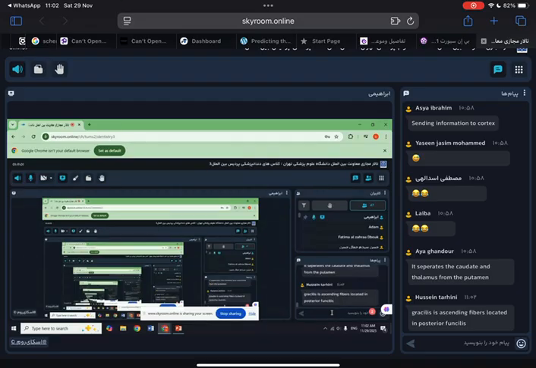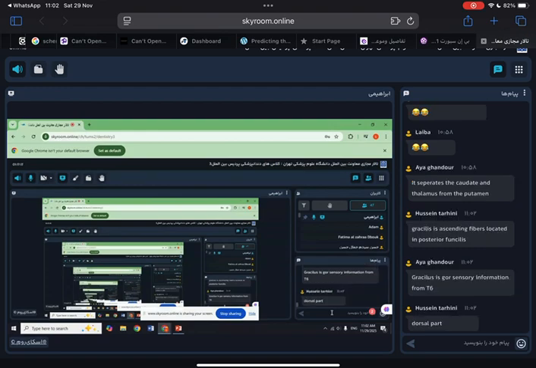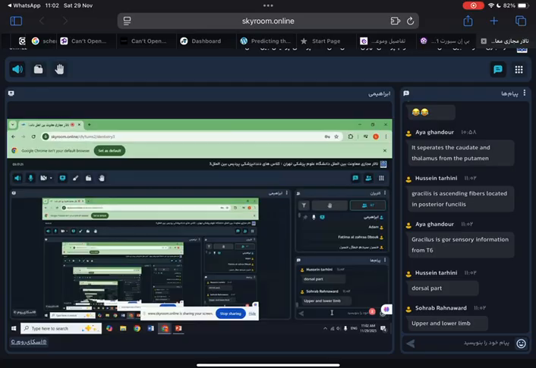Hossein Tarhini said that the gracilis is ascending fibers located in the posterior funiculus. Yes, that's true. Well, it's related to which part? Which sensory information? From which part? Sohrab said gracilis carries sensory information from T6 down. That's true. Upper and lower limb. But gracilis and cuneatus, which of them is related to the lower limb and which of them is related to the upper limb?